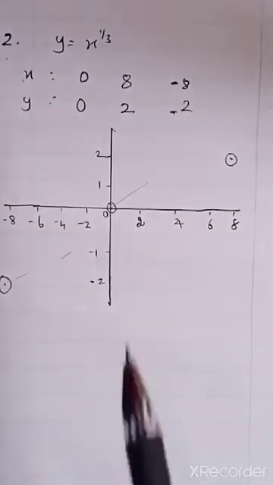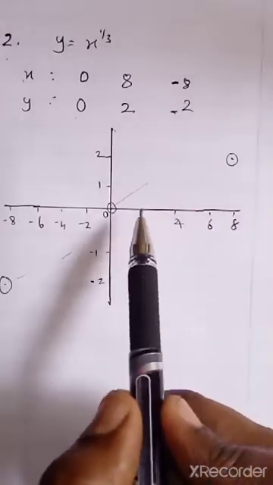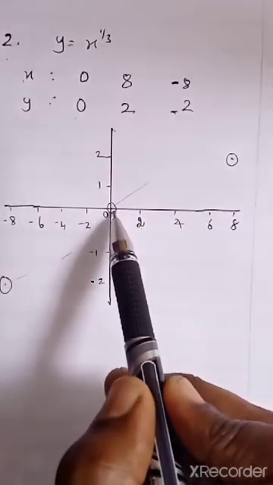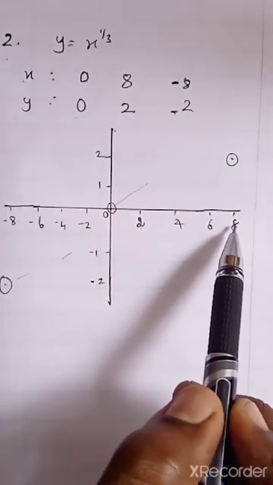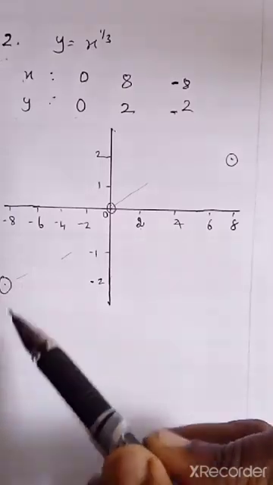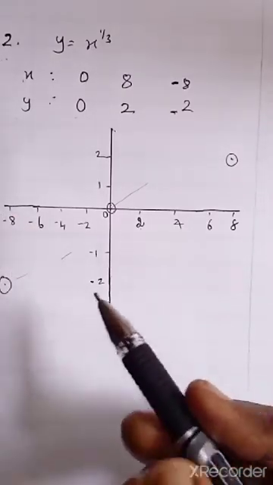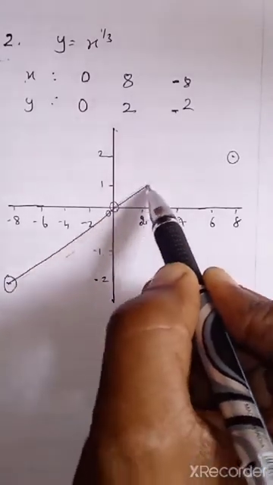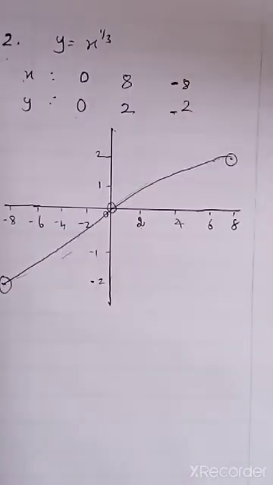Now plot the points on your x-axis, y-axis. X you can take as 2, 4, 6, 8, minus 2, 4, 6, 8. So 0 comma 0, 8 comma 2, minus 8 comma minus 2. Okay, so if we join the points, you will get a graph like this.